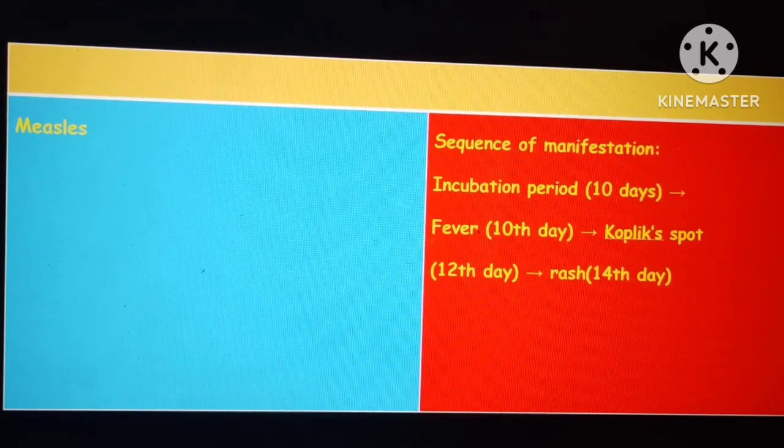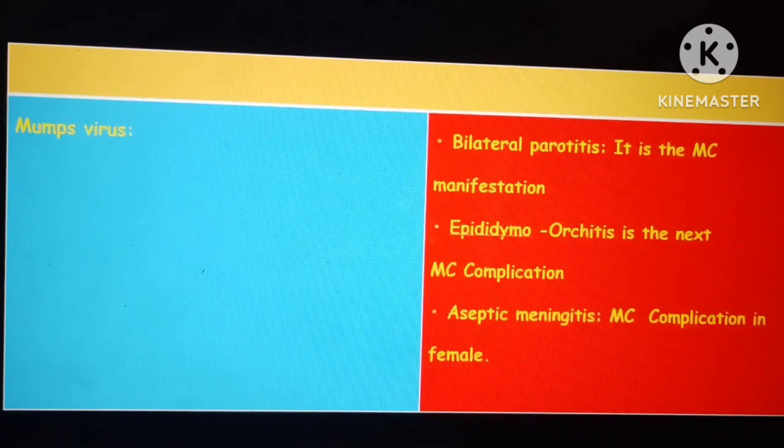So how will measles present after the incubation period? A fever will be there at the 10th day, Koplik spots at the 12th day, and the rash will develop at the 14th day.